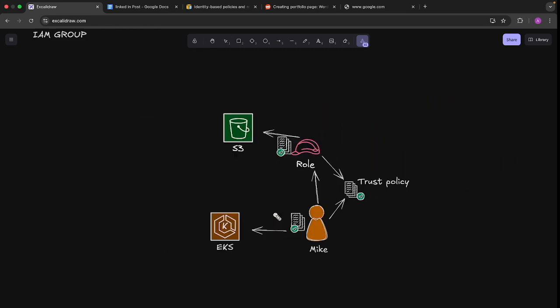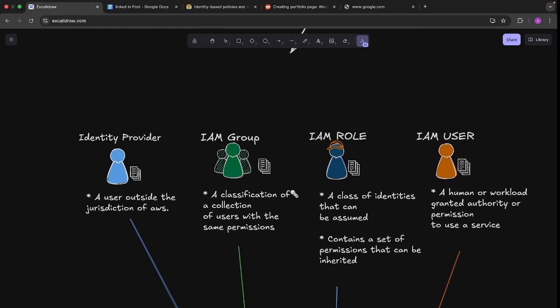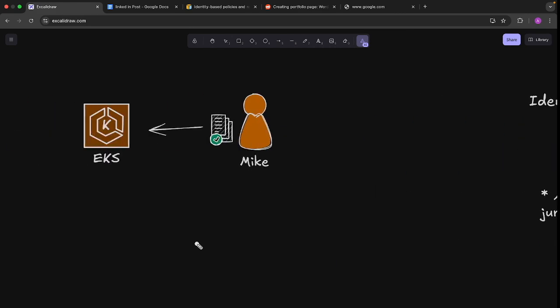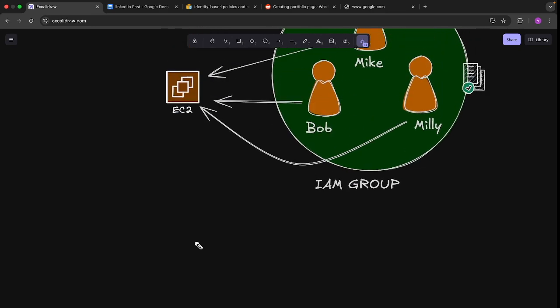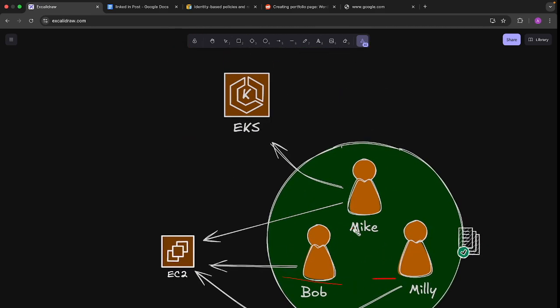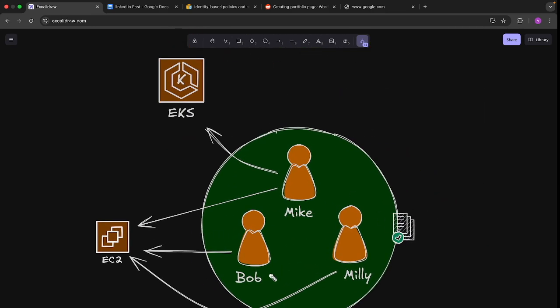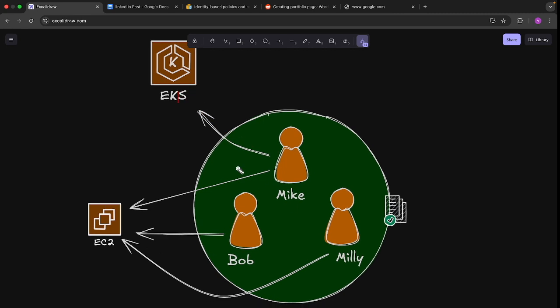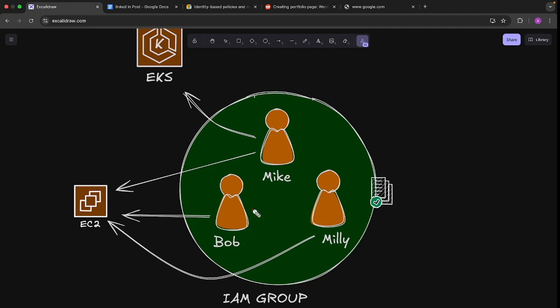An IAM group is a classification or categorization of a collection of IAM identities. They can share a set of rules or permissions. Let's say that we had a team of three or more talented engineers, Bob, Millie, and Mike. They all are working on a group project together that requires each of them to have access to an EC2 instance within their infrastructure. But we also want to preserve the permissions and policies that we have previously given them.